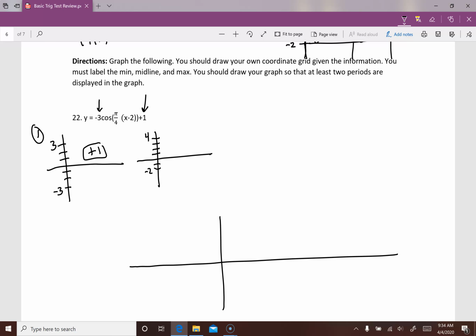So I'm going to go all the way up to 4, get a little higher, 1, 2, 3, 4, and then I've got down to negative 2, and then I'm just going to do a bunch of these.